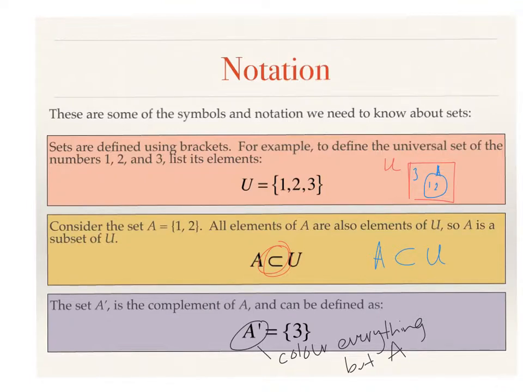So if I'm looking at this drawing, I color everything except A. I color all the outside of A. In this case, the only thing that got colored was 3. 3 was the only thing out there. So you're coloring everything except whatever has a prime on it. Let's just do a quick example of that.